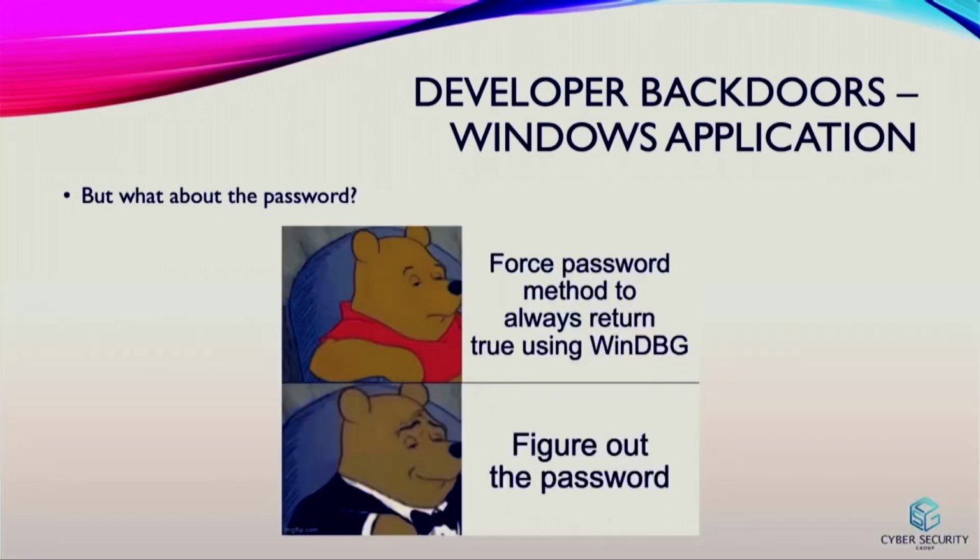So now we have a next question. What is this password? So for starters, we could force the function to always return true using a debugger, bypassing the password check. However, this wouldn't be cool, so we decided to just figure out what the password was.